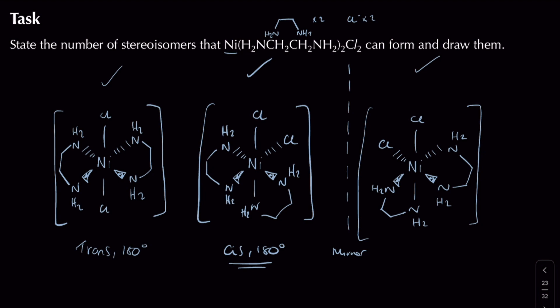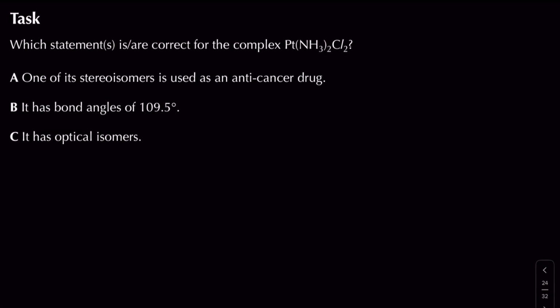So we've got 3 isomers in total. The cis isomer will always form the optical isomer, and there's our answer. It's going to be 3 itself. So moving on, feel free to pause the video and have a go at this multiple choice question. Which statements are going to be correct for the complex shown? Pause the video, have a go, resume once you're ready to move on.